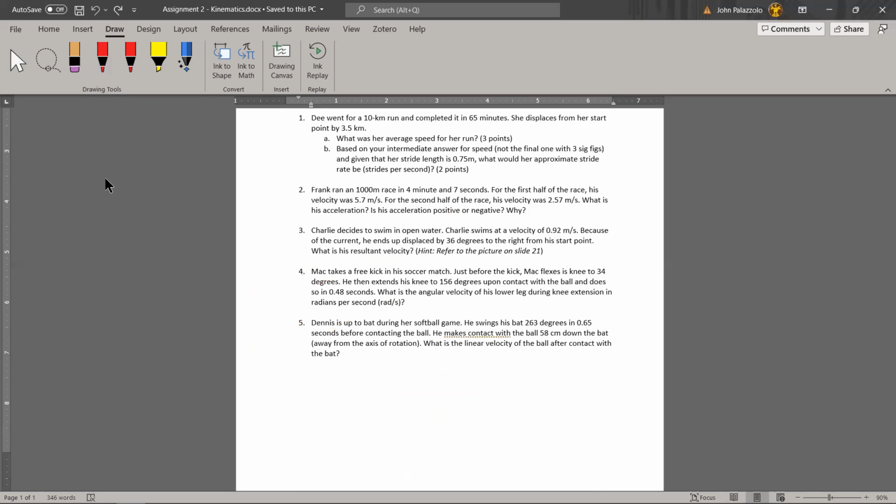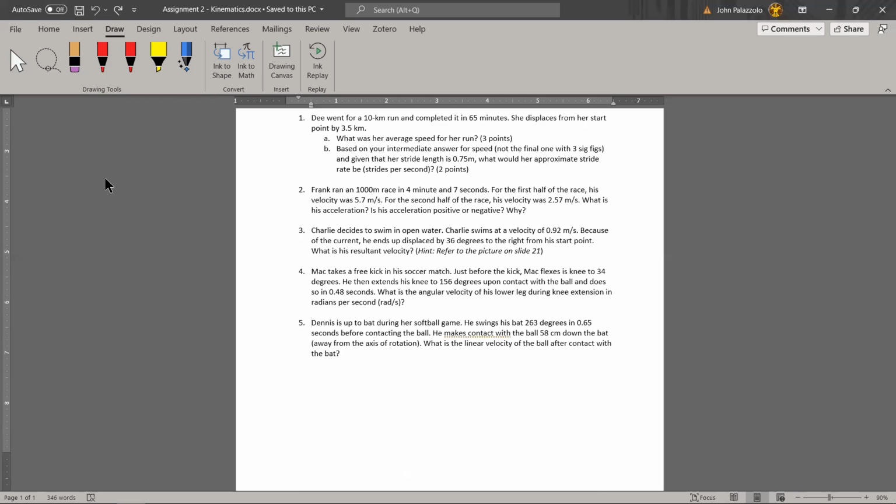So our next one, number 3. Charlie decides to swim in open water. Charlie swims at a velocity of 0.92 meters per second, but because of the current, he ends up displaced by 36 degrees to the right from his start point. What is his resultant velocity?